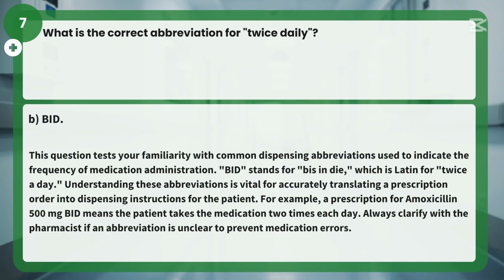Answer: B. BID. This question tests your familiarity with common dispensing abbreviations used to indicate the frequency of medication administration. BID stands for bis in die, which is Latin for twice a day. Understanding these abbreviations is vital for accurately translating a prescription order into dispensing instructions for the patient. For example, a prescription for amoxicillin 500 mg BID means the patient takes the medication 2 times each day. Always clarify with the pharmacist if an abbreviation is unclear to prevent medication errors.